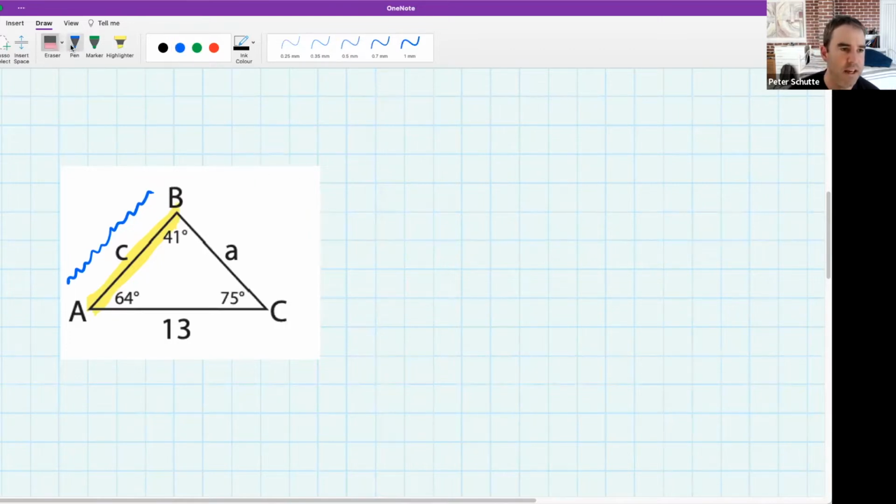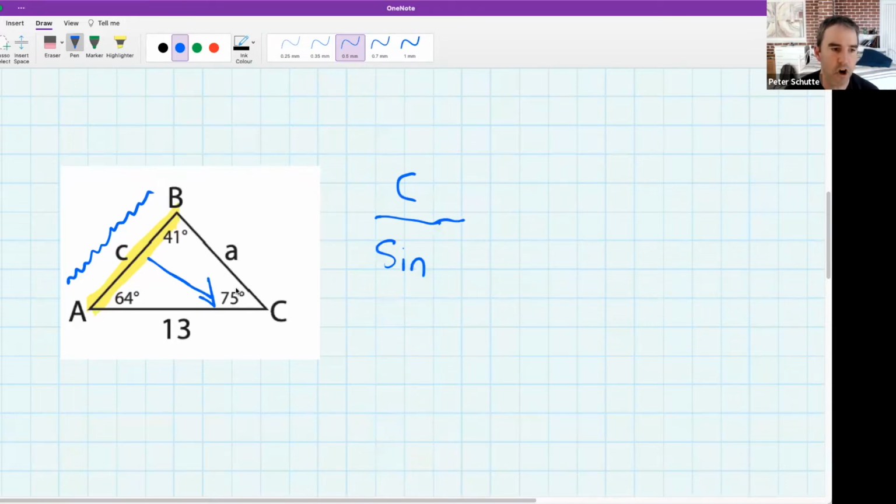Okay, so how do we use this miraculous thing called the sine rule? What we do is we write down the side we want to find, C, and we divide by the sine of the angle that is opposite that C. So I want you to tell me in the chat, what is the angle that is opposite the side C? Pop it in the chat for me.